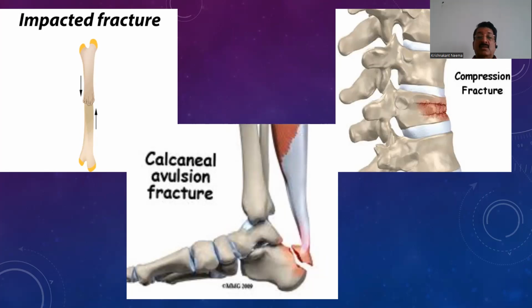And the last picture on the screen is a compression fracture, where usually in osteoporosis or in a sudden fall from height, there is a fracture in the vertebrae. It can also be seen in old age. Old age is due to osteoporosis. This is a compression fracture.